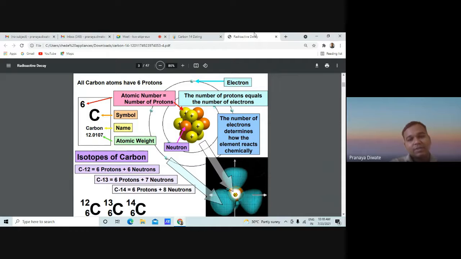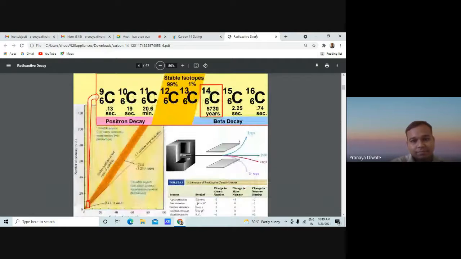Like C12, which has 6 protons and 6 neutrons, C13, which has 6 protons and 7 neutrons, and C14, which has 6 protons and 8 neutrons. So these are the different kinds of elements we have. You have stable isotopes, and you have different kinds of isotopes which continuously decay.